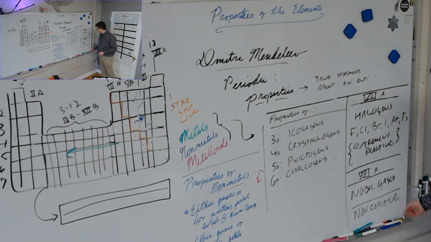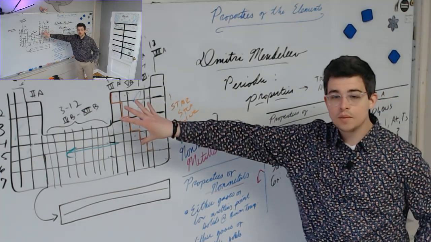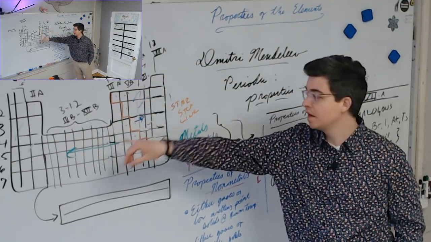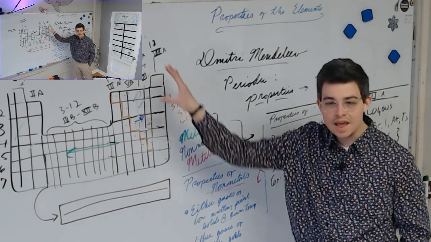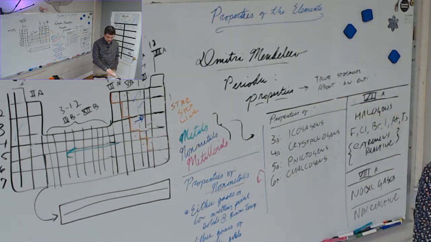I know that was really fast. Mostly what I want you to know are certainly the way the periodic table is arranged, the properties of the metals, nonmetals, and metalloids, and then the names of the various groups. Do you have any questions very, very briefly?